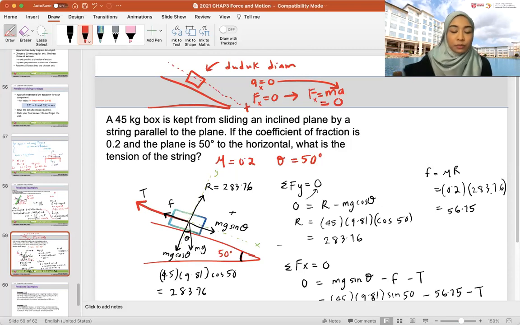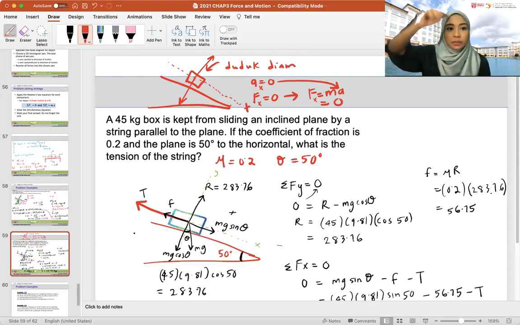Net in the Fy, we know that our box is not flying or sinking, it's just on top of the surface. It's not moving with respect to the X, it's also not moving with respect to the Y. It doesn't move, it stays.